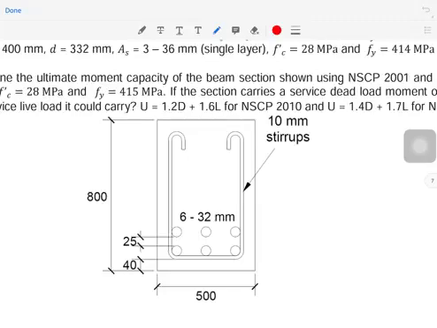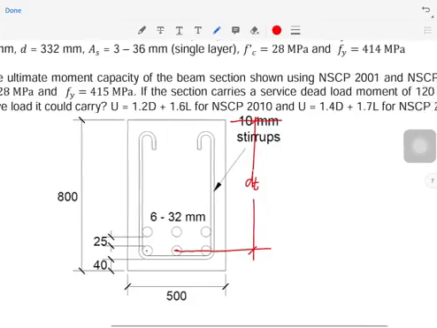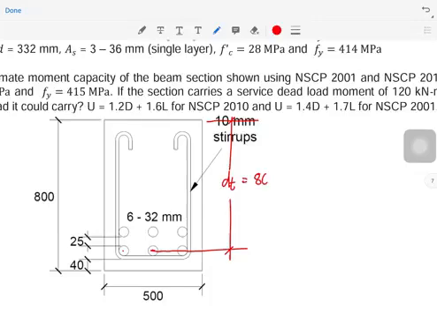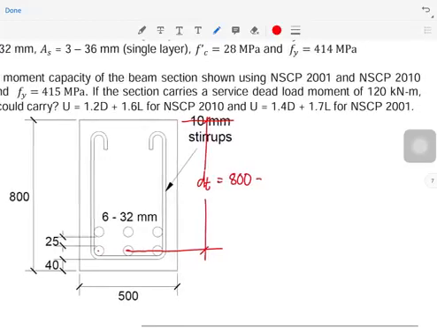So meaning that the extreme tension reinforcement is this one here, this 3. So dt is from the centroid of this bar to the extreme compression fiber. So that is dt. How could we solve dt? So dt is equal to 800, the total height, then minus the concrete cover, which is 40. So that is the concrete cover, guys.